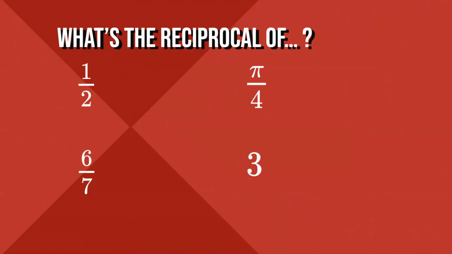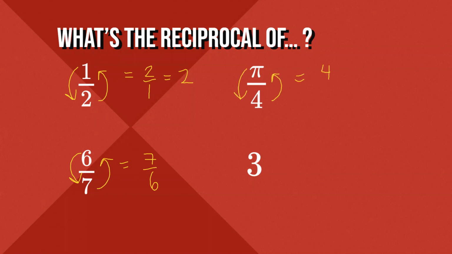So take a second and identify the reciprocal of 1/2, the reciprocal of 6/7, the reciprocal of pi over 4, and the reciprocal of 3. All right, the reciprocal just means to flip your fraction. So the reciprocal of 1/2 is 2 over 1, or just simply put 2. The reciprocal of 6/7 is going to give us 7 divided by 6. The reciprocal of pi over 4, it's a little weird, but we could do it. It would be 4 divided by pi. And lastly, the reciprocal of 3.